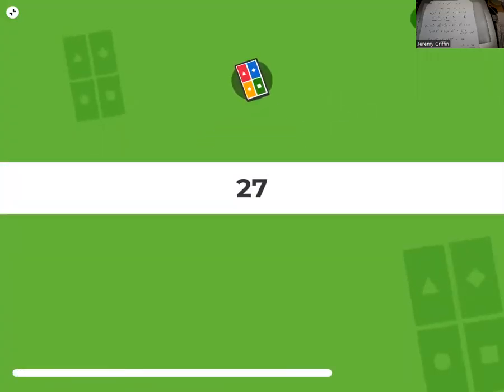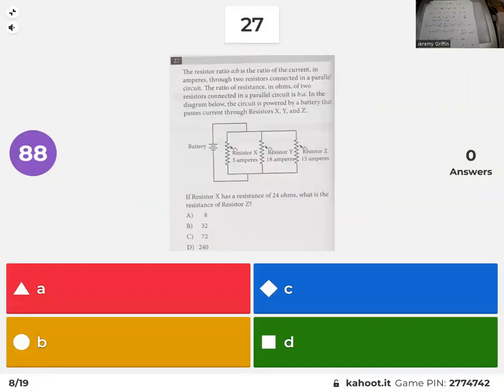Number 27. Oh, this one. The resistor ratio A to B is the ratio of the current in amps through two resistors connected in parallel. All those jaggedy resistors down there are in parallel. We'll talk about this in this class, physics, a few weeks from now, so after spring break.